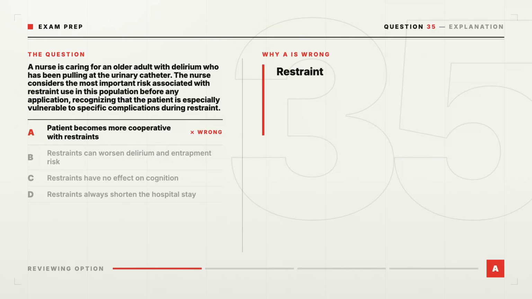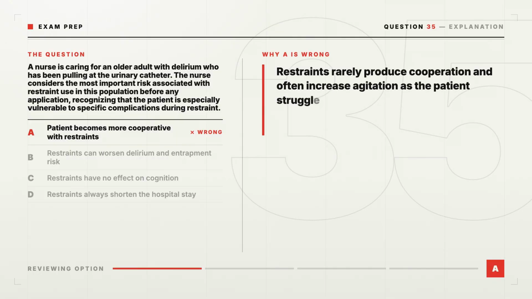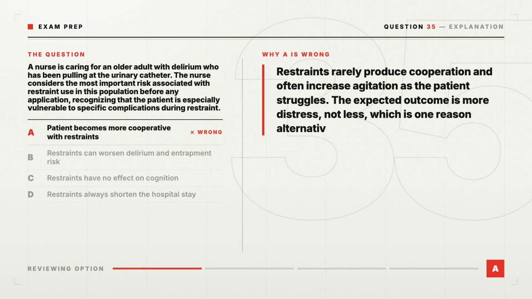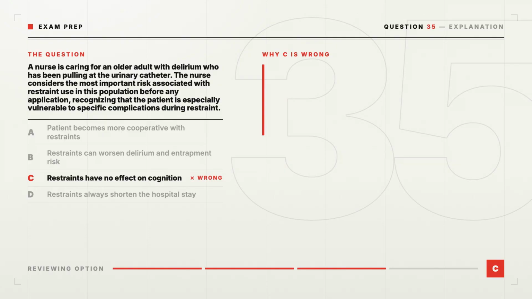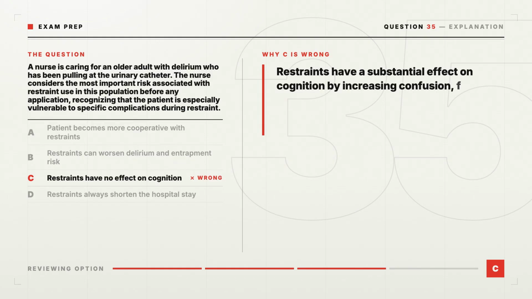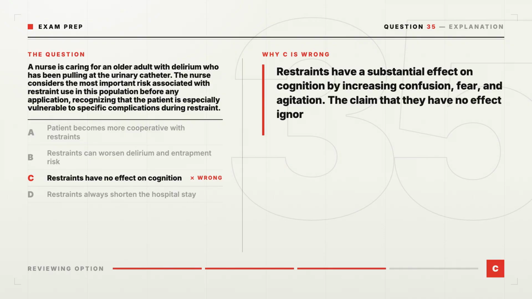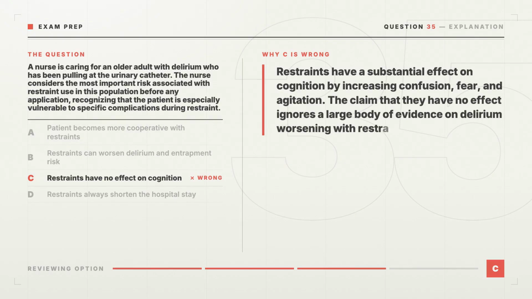A is wrong because restraints rarely produce cooperation and often increase agitation as the patient struggles. The expected outcome is more distress, not less, which is one reason alternatives are tried first in this population. C is wrong because restraints have a substantial effect on cognition by increasing confusion, fear, and agitation. The claim that they have no effect ignores a large body of evidence on delirium worsening with restraint use.